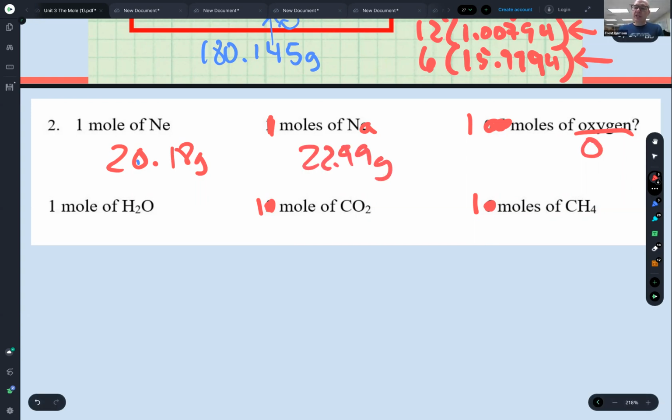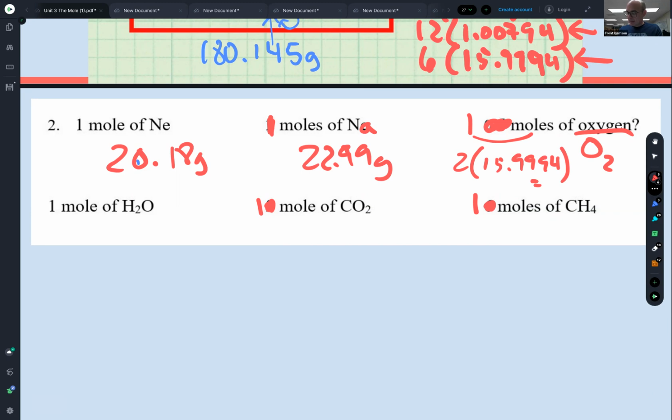But oxygen, be tricky, is O2. So even though it's only 1 amount of this, it is going to be O2. So it's 2 times 15.9994, which means your weight is going to be 31.9988. H2O, we already did in a previous example.